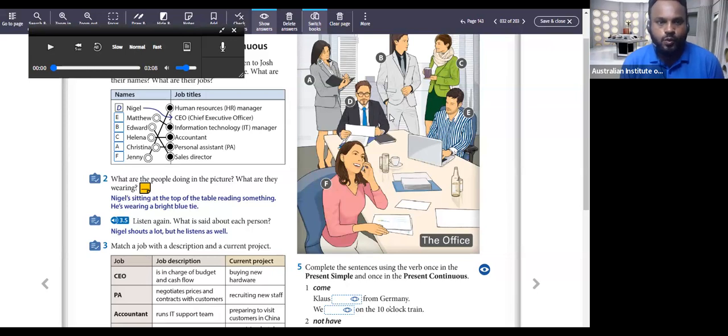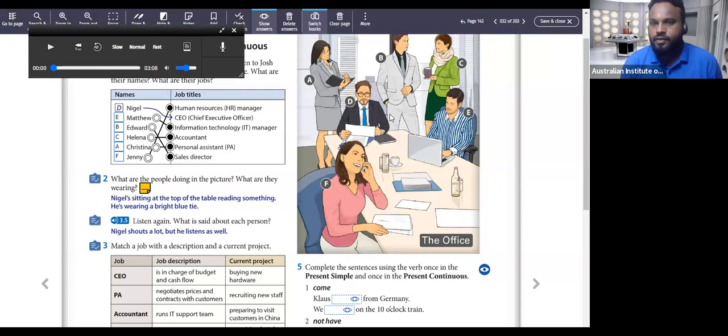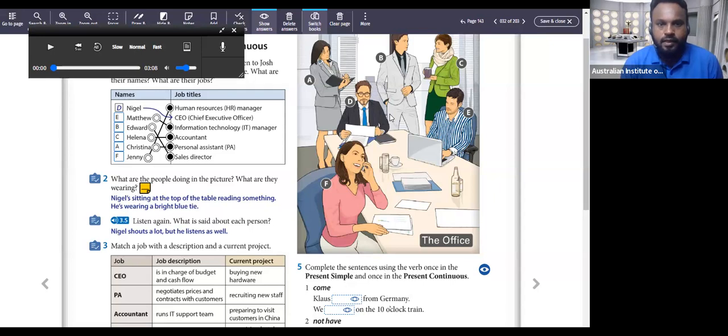Good. Next one, we have Helena, the accountant, next to her. Number C, Helena. Tell me something about Helena. What was told about her? She's always accounting money. Money. And she dressed beautifully, right? She is always dressed beautifully. That's right. Good.